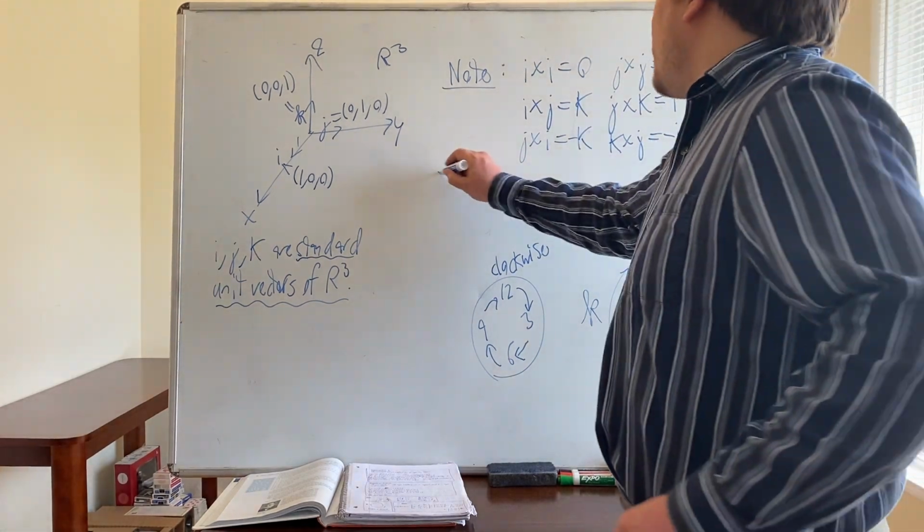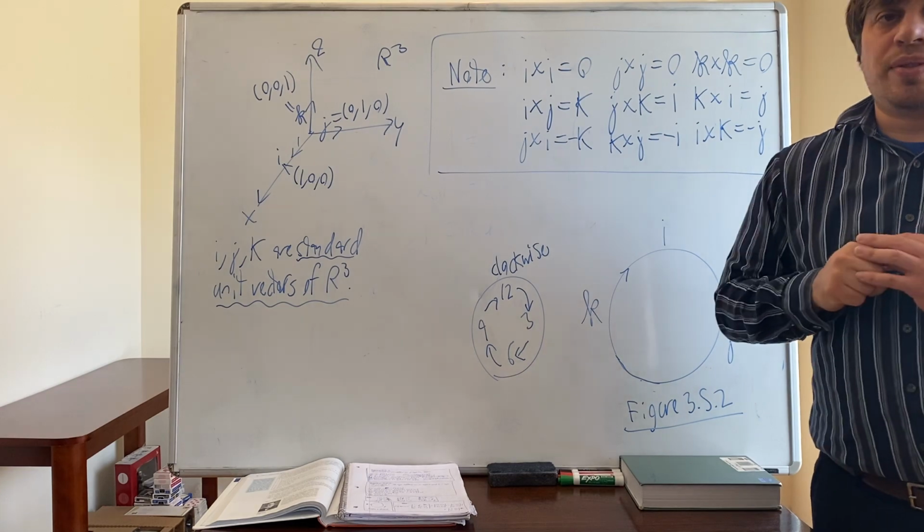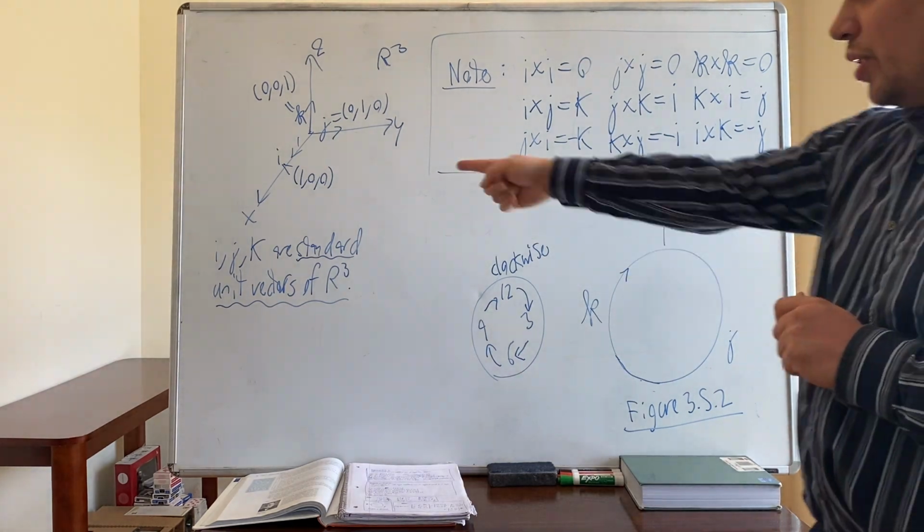Okay, and so in this note, we now have these 9 equations that talk about the relationships between the standard unit vectors in R3. Those 3 numbers.